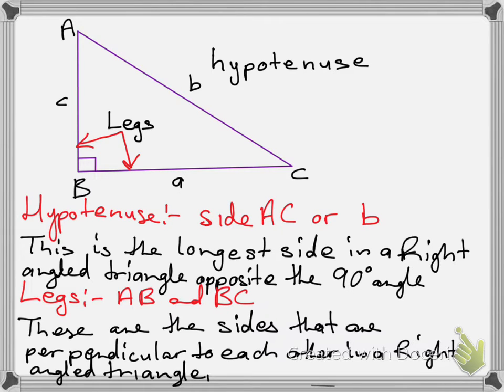So now you know how to name these sides. We've got the hypotenuse opposite the 90-degree angle, which is the longest side, and then the legs, which are the sides which are perpendicular to each other.